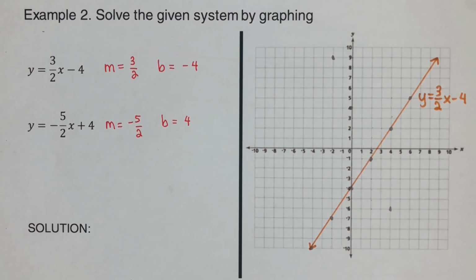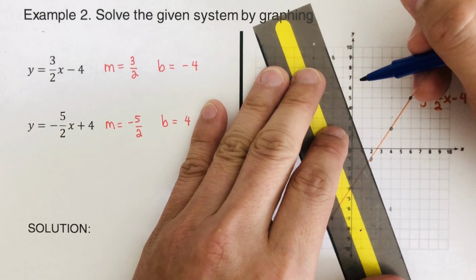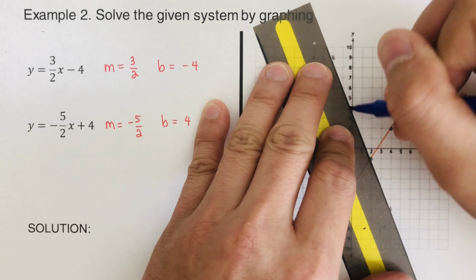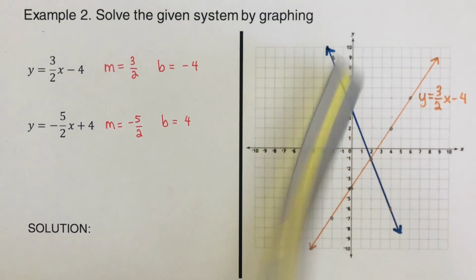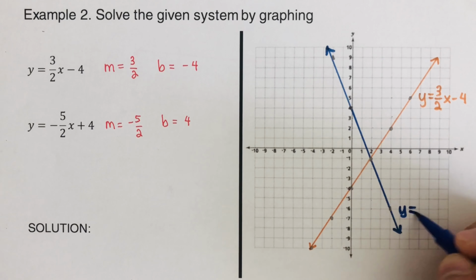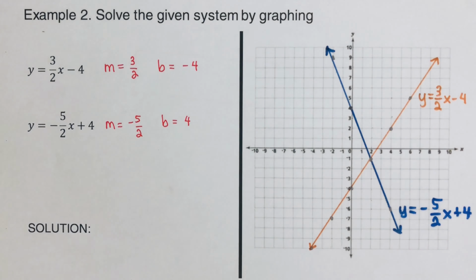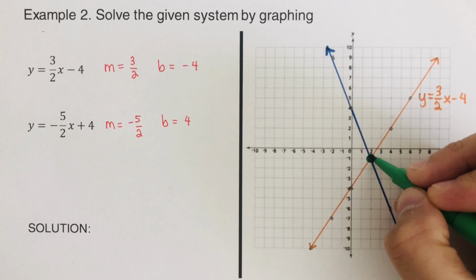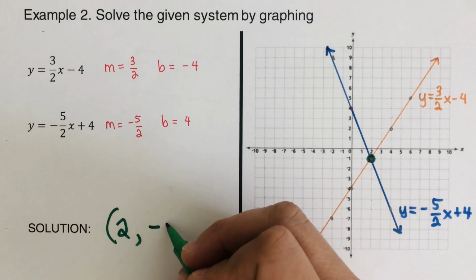Then we can connect these dots together. So this is how it's going to look. This is the line for the second equation, y equals -5 over 2x plus 4. So then the point of intersection is this point right here, and that is (2, -1).